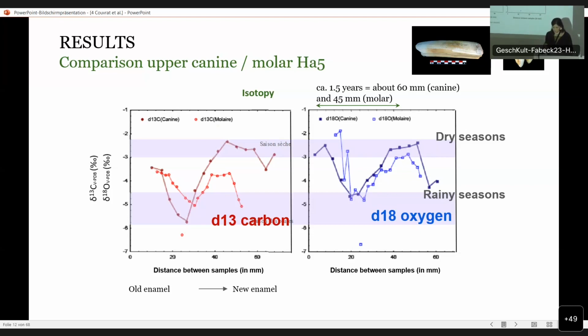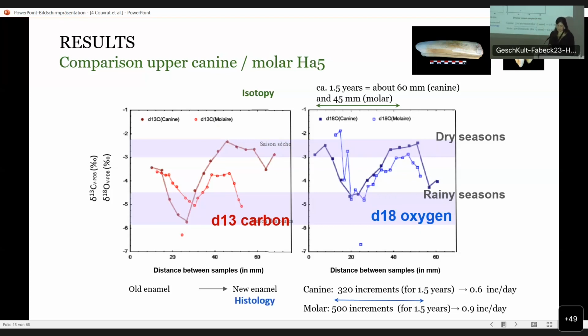The curve showed a similar shape for the canine and the molar, but the range is different due to the different degree of signal dampening. From those data, we consider that we have a record of about 1.5 years for about 60 mm for the canine and 45 mm for the molar.